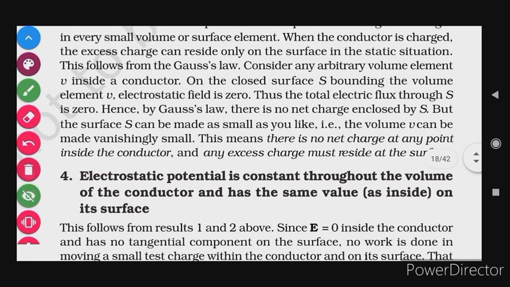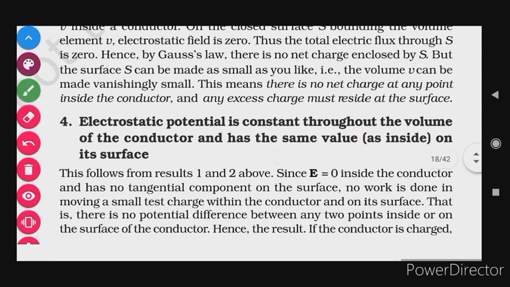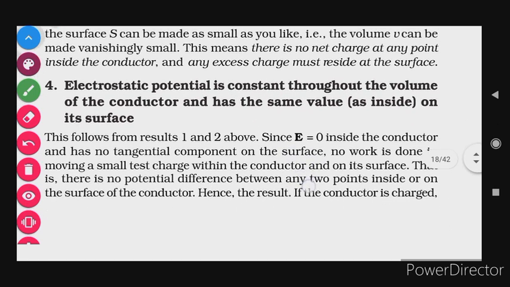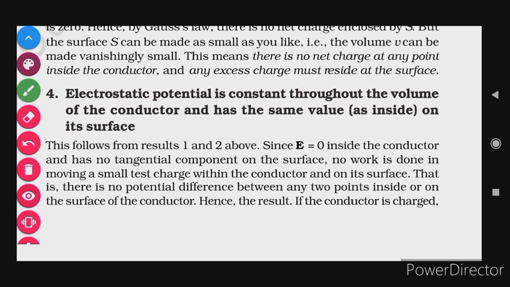But the surface can be made as small as you like. Let the volume V be made vanishingly small. This means there is no net charge at any point inside the conductor, and any excess charge must reside at the surface. So all the charges must reside at the surface, and there is no charge inside the conductor.